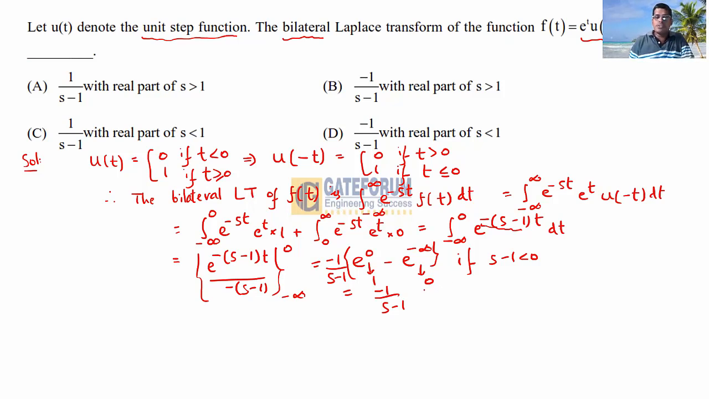So if the s value is less than 1, this s is nothing but a real part. So the answer is minus 1 by s minus 1 with the real part of s less than 1. Accordingly, the option is E. This is the end of the question.